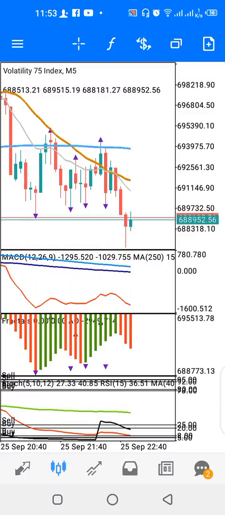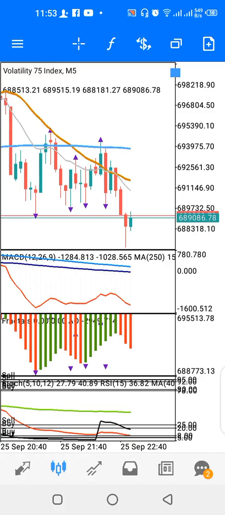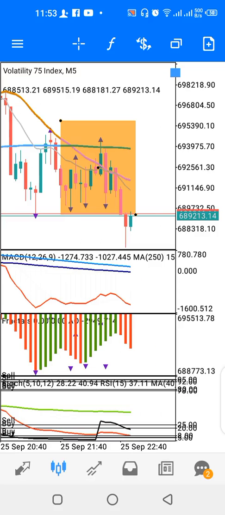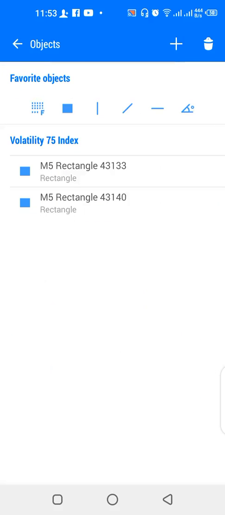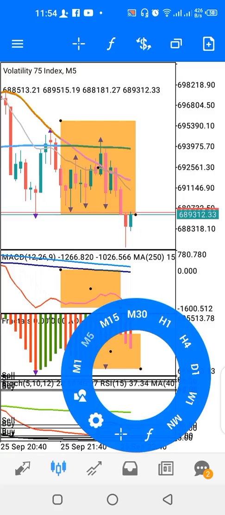We'll be looking at a strategy you can use to trade volatility 75 index on the 5-minute time frame. I have 4 windows on the screen. This is the first window, which is the main window, and then I have indicator window 1, indicator window 2, and then indicator window 3.